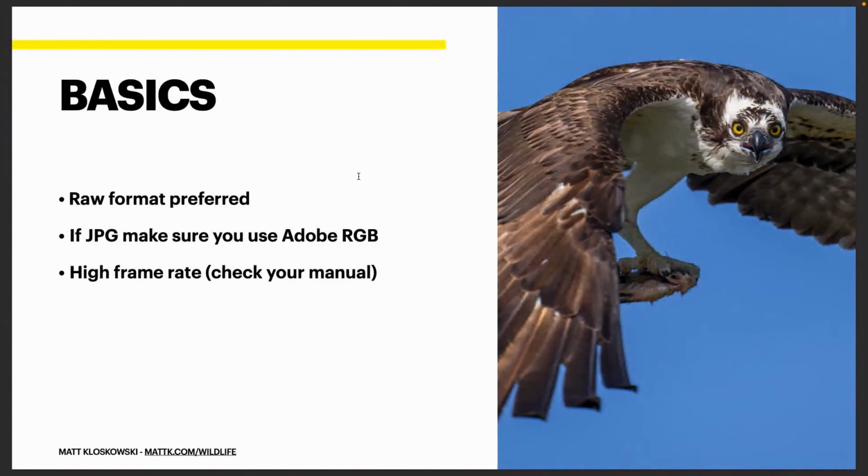For basic settings, I always suggest the RAW format. If you're shooting a mirrorless or DSLR, it just gives you the most leeway. If you do shoot JPEG, I always tell people to put it on Adobe RGB in your camera. If you shoot RAW, that color format doesn't matter, but if it's JPEG, it just gives you the most bang for your buck.